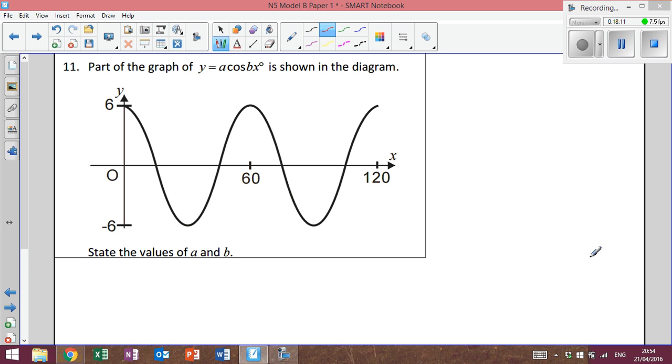Okay, and then question 11. Part of the graph y equals a cos bx. We know that a there is the amplitude, so that a is going to be 6 for a mark. And b is the number of waves, but importantly, the number of waves in 360. So we've got a spot there that that's not 360.